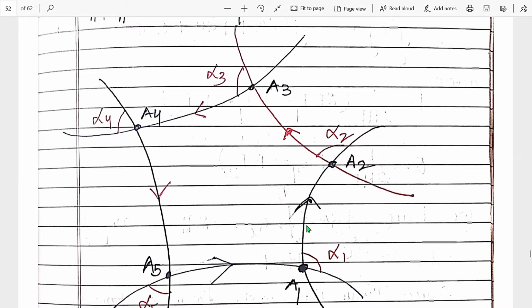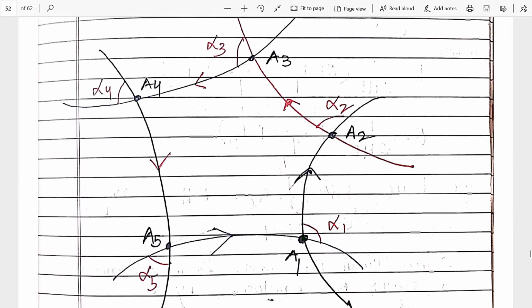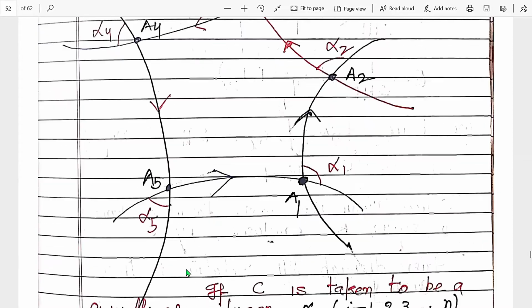Now this is the first arc, A1, A5, and its tangent. The angle between these two tangents is alpha 1. The angle between these two arcs is alpha 2, and the angle between these two arcs is alpha 3. The angle between these is alpha 4, and this is alpha 5.